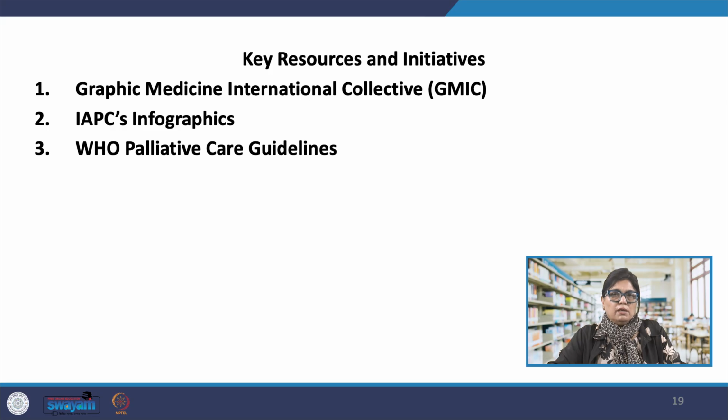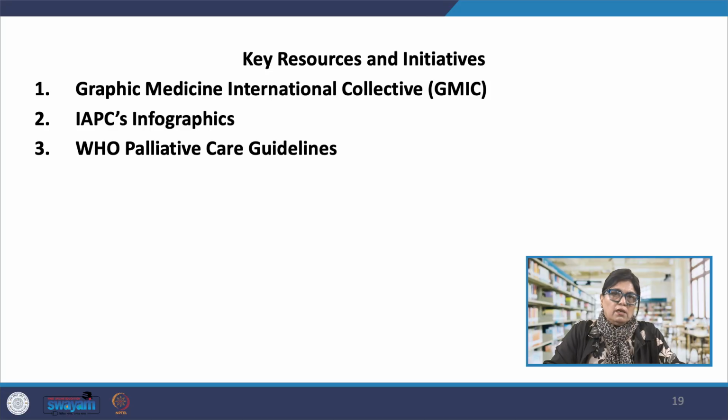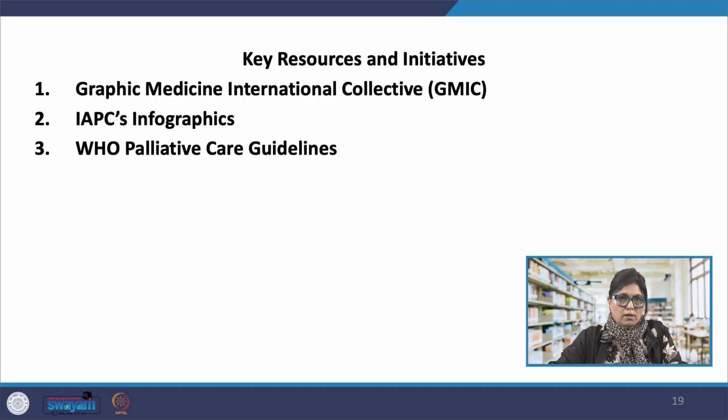Key resources and initiatives. So, the Graphic Medicine International Collective, a hub for medical students and professionals to share comics focused on end of life decision making and advanced care planning. IAPC's infographics. The Indian Association of Palliative Care uses visual aids to promote a biopsychosocial spiritual approach to end of life care. WHO Palliative Care Guidelines. Official resources from the World Health Organization highlight the interdisciplinary team approach required to support both patient and their caregiver.